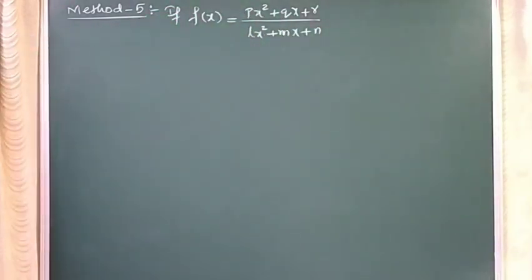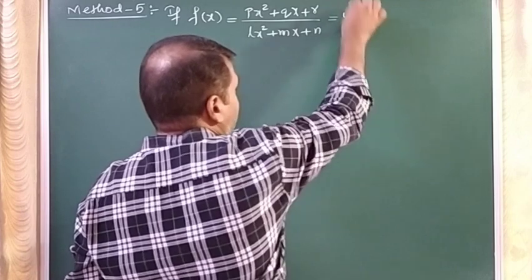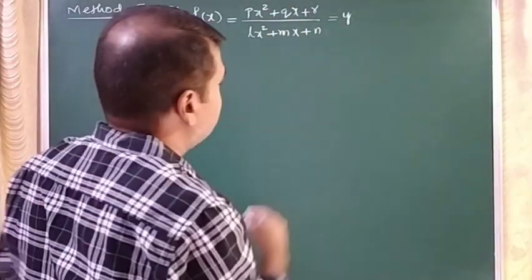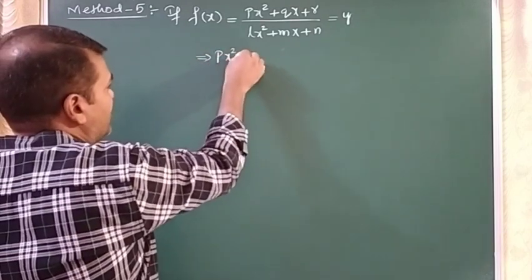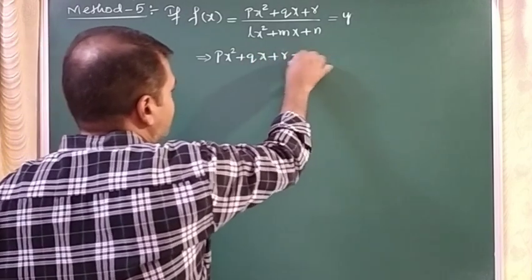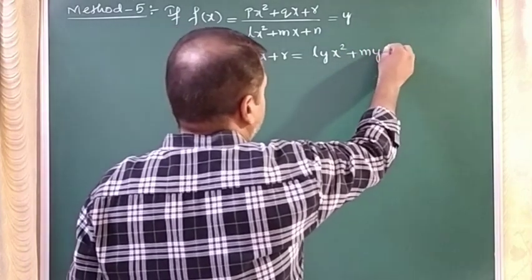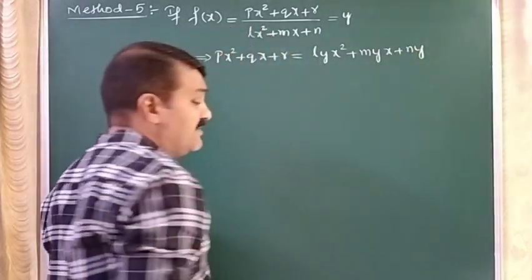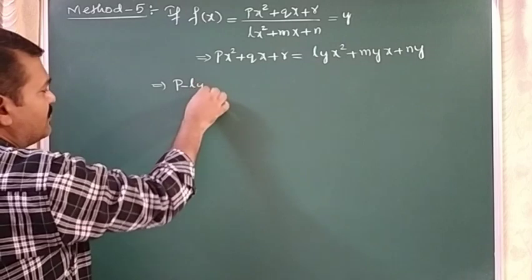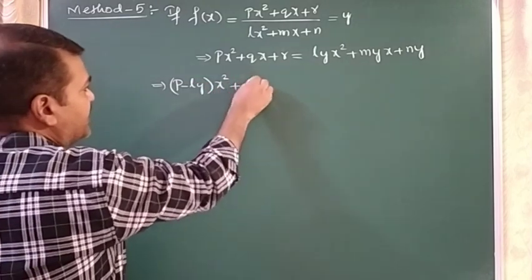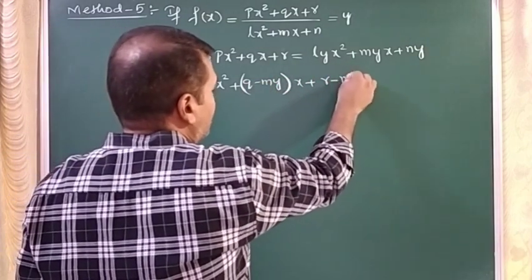So when f of x is like this, the process is, we will consider this f of x to be y. So we will cross multiply and we will get a function in this model like px square plus qx plus r is equal to L into y into x square plus m into y x plus ny, and we will write all terms on one side. When we write all terms on one side, we will get a quadratic equation of this form.